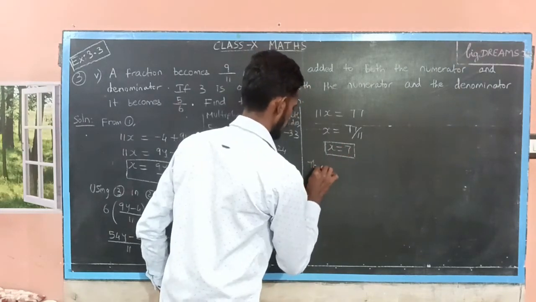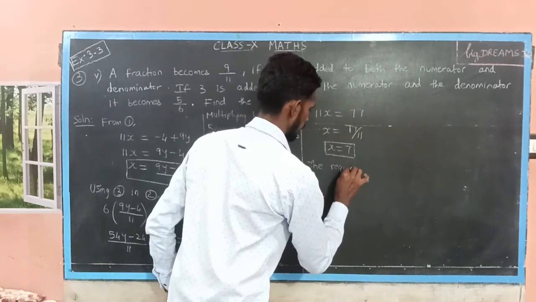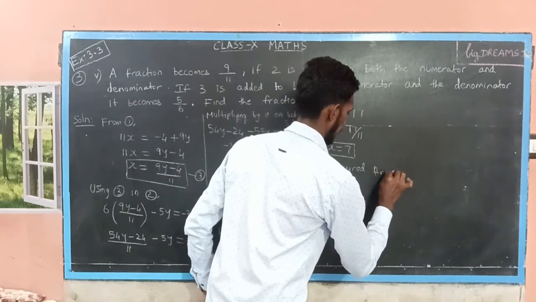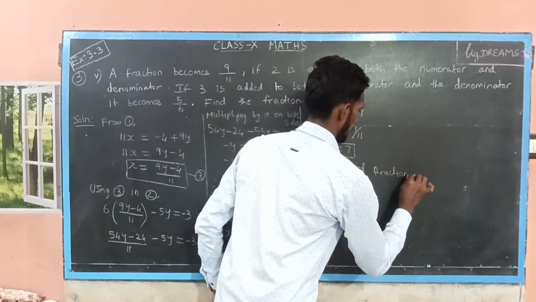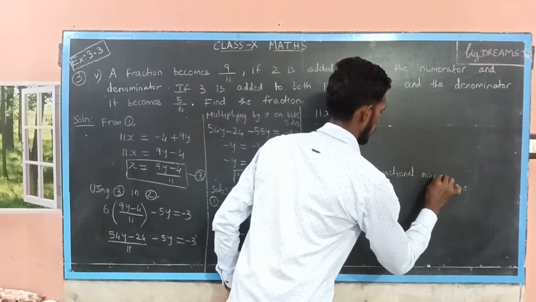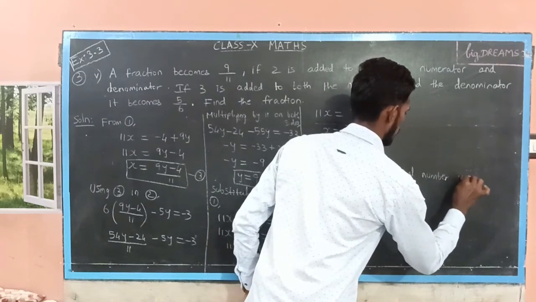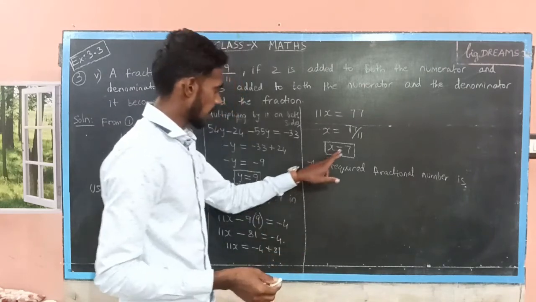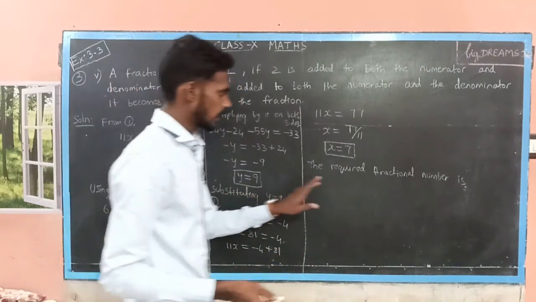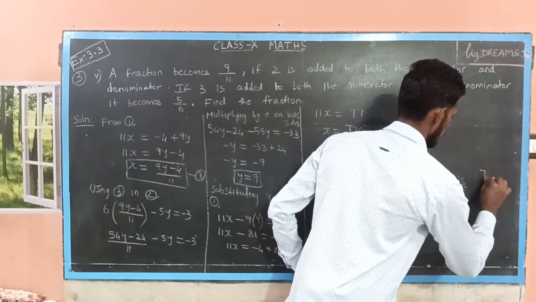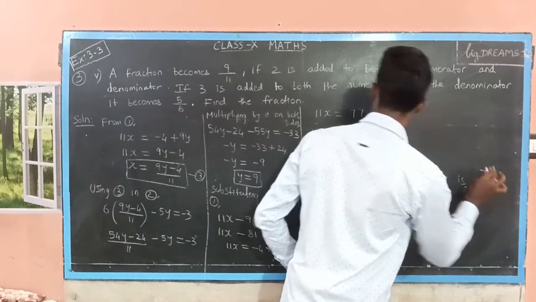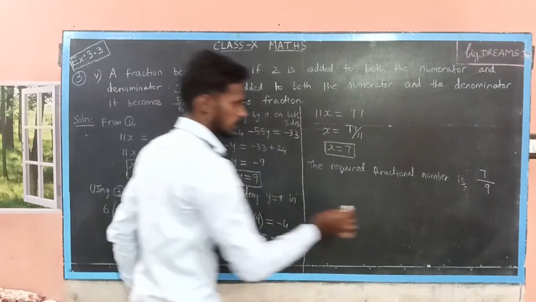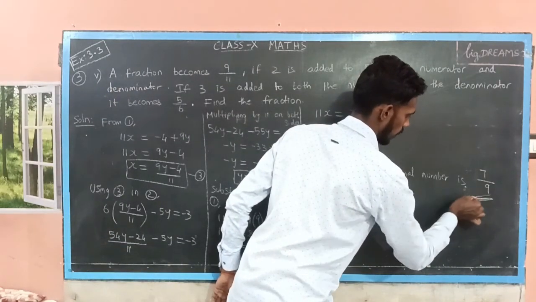Then the required fractional number: the fractional form is x by y, right? So the x value is 7, the y value is 9, so the required fractional number is 7 by 9, that is numerator x value, denominator y value. Clear? So this is the fractional number we require.